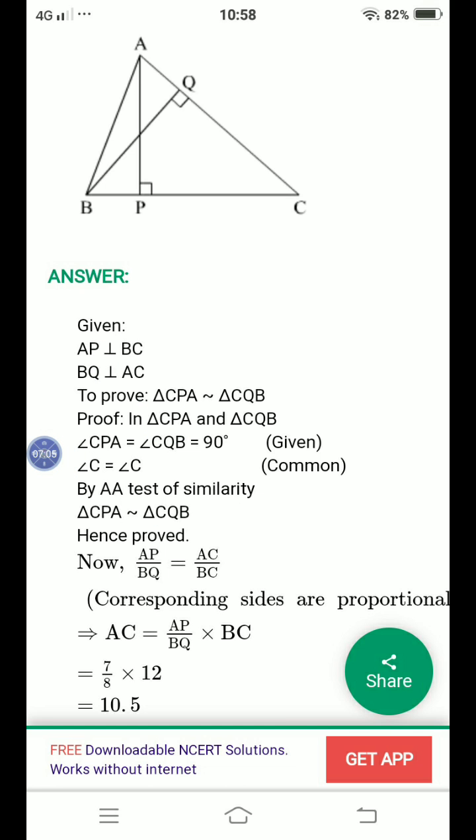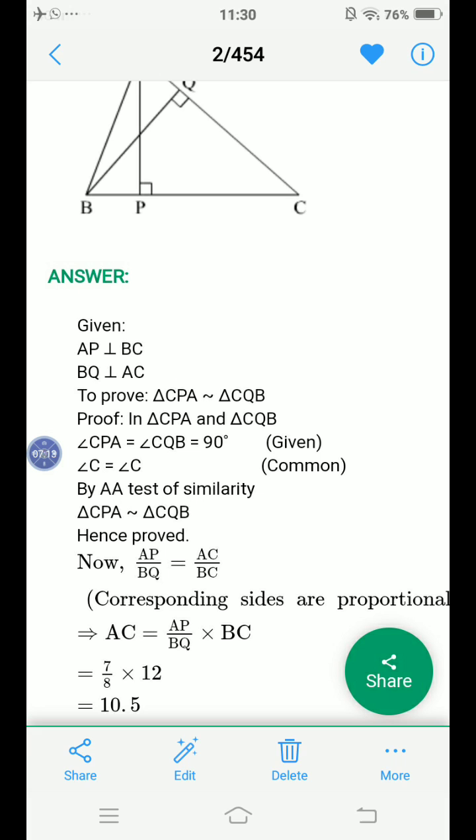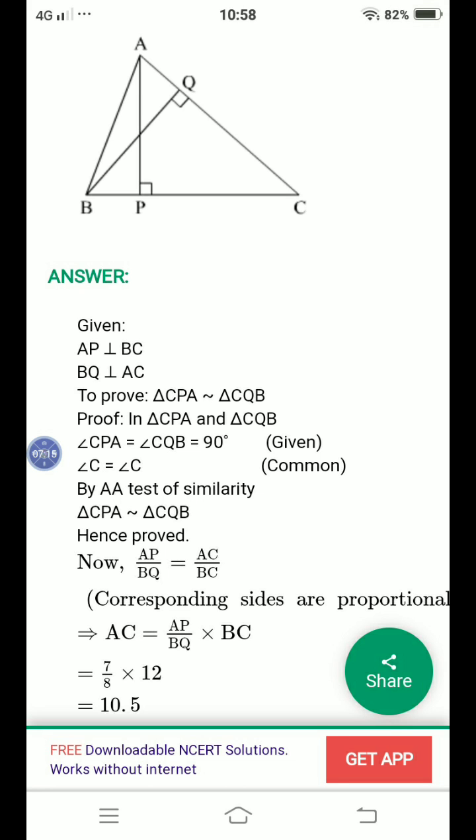Now here on your screen there is one more triangle given to you. So that is question number 4 of your practice set 1.3. Question is, in triangle ABC, AP is perpendicular to BC, BQ is perpendicular to AC, B-P-C, A-Q-C. Then prove that triangle CPA is similar to triangle CQB, and given things are AP is equal to 7, BQ is equal to 8, BC is equal to 12. We have to find AC.